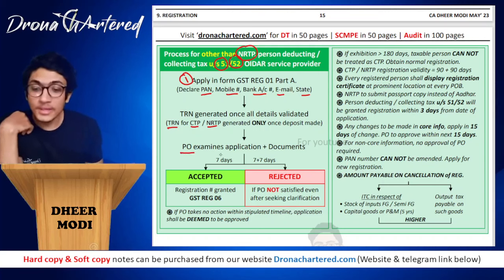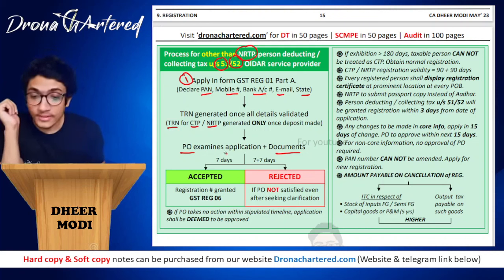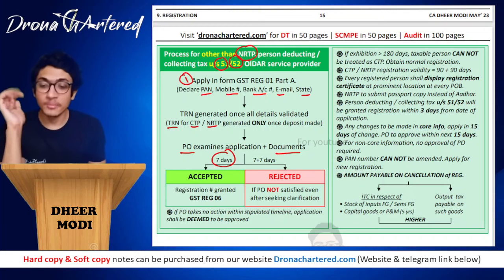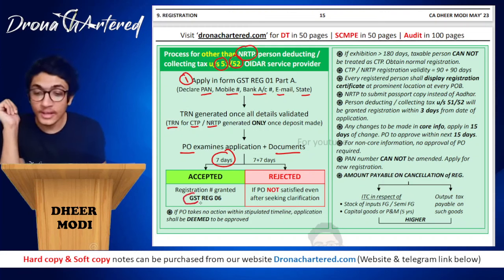Then your PO examines the application and all the documents that you have submitted. Okay, now within 7 days, they will either accept it and grant you the registration number. The registration number will be granted in GST REG-06. That is your form number. It will be granted in GST REG-06 within 7 days.